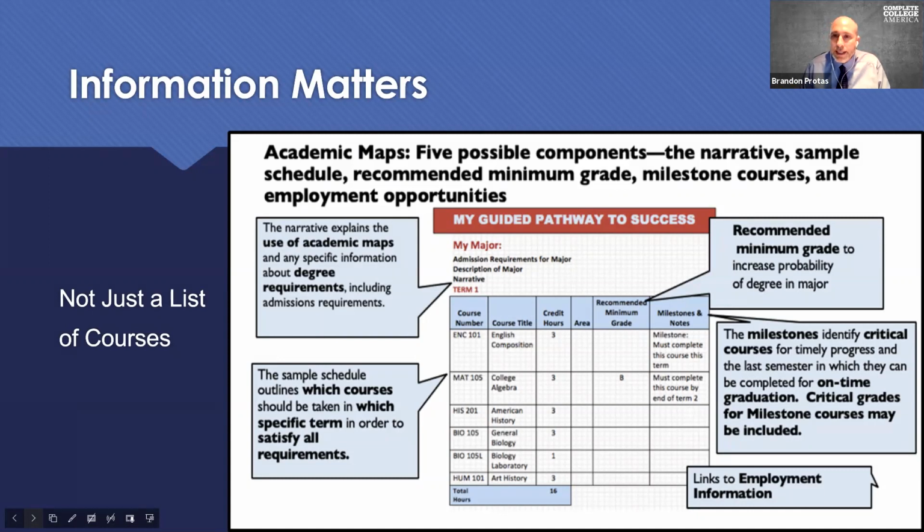What we also see here is recommend a minimum grade. You'll see that in one of the columns. This example shows a student with a B, and would be the minimum. This would probably be a STEM student if that's what's required in college algebra. It's alerting the student, hey, this is a really important course and you need these skill sets, which we show by a grade, to be able to progress.